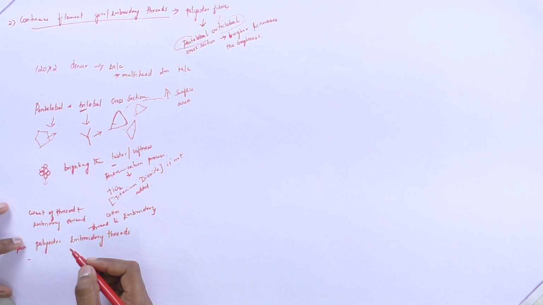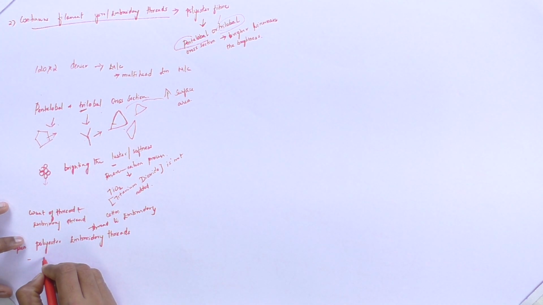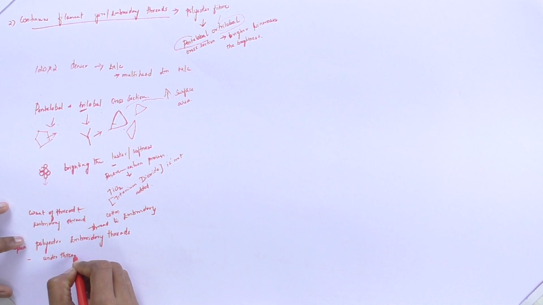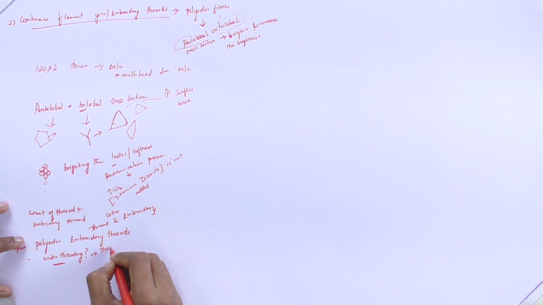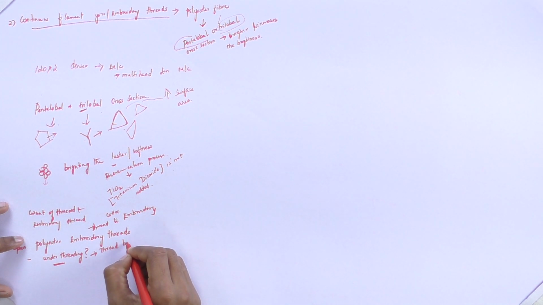Coming to the spun polyester embroidery threads, what strikes is that these threads are used in under threading. You may think, what is under threading? It is nothing but thread which can be used in the bobbin.